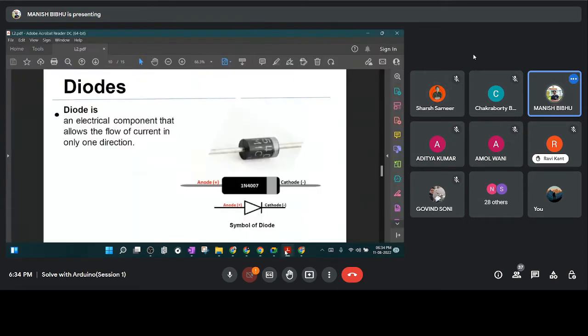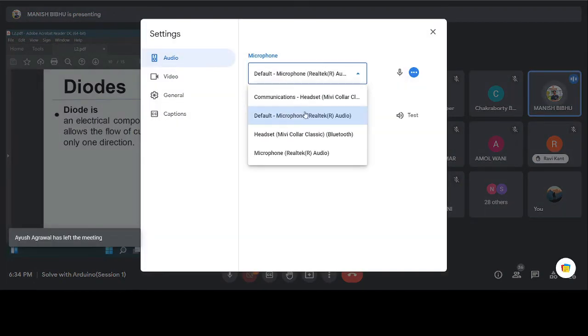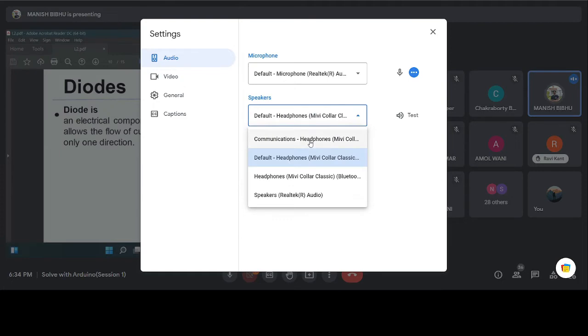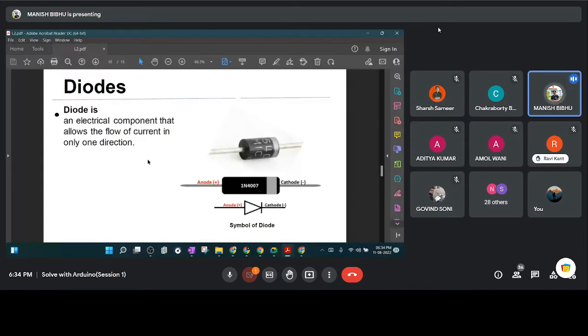Okay, so I move to the next part. A diode is a one-way device. If we need any type of one-way power supply, then we use a diode. It is also like an LED. If we connect the cathode to the negative and the anode to the positive, only then it will pass the current. See how it is working.